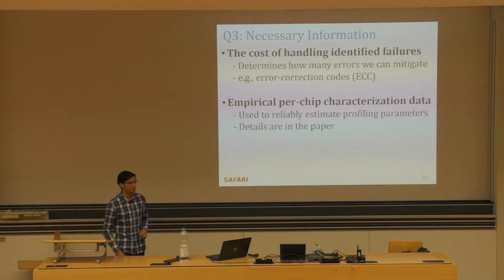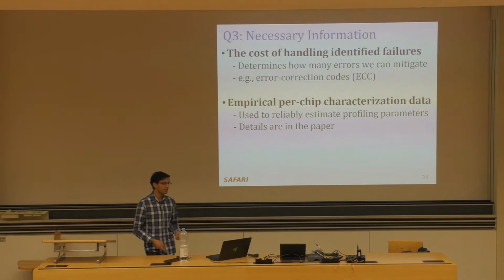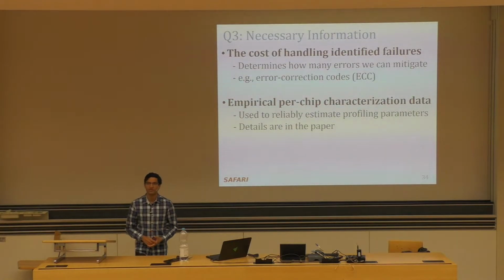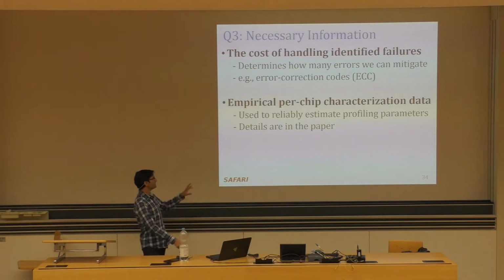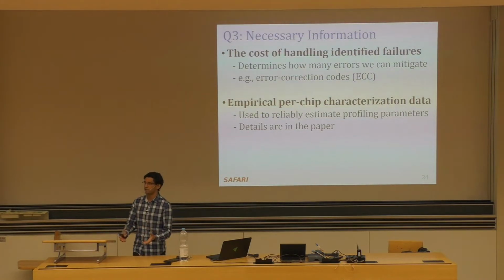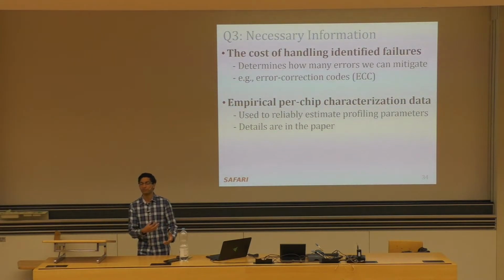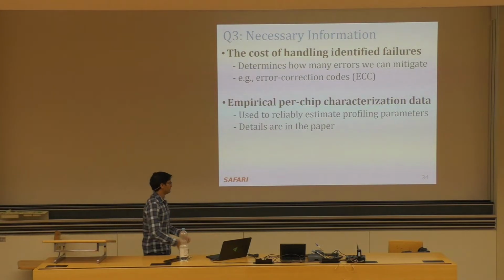The second piece of information we need to know is some sort of empirical per-chip characterization data. And we need this in order to reliably estimate all these profiling parameters that I mentioned before, right? How much should we increase the refresh interval? How much should we worry about temperature? All of these. And the details of how much data we actually need are in the paper. And ideally, the manufacturers would provide this kind of data to us when they give us the device. If not, it's not too complicated, and we could run an extra profiling phase, a one-time profiling phase to figure this out for ourselves.